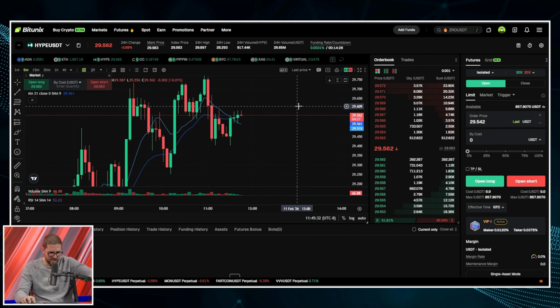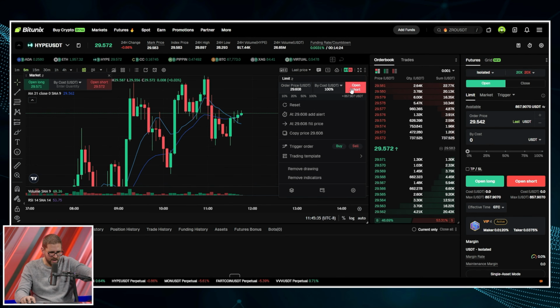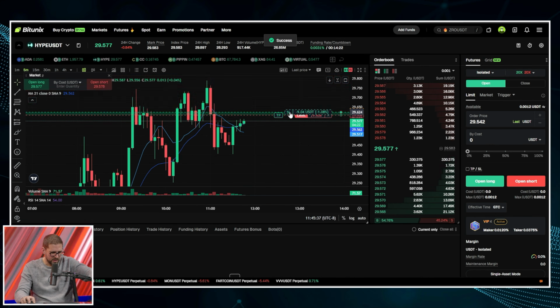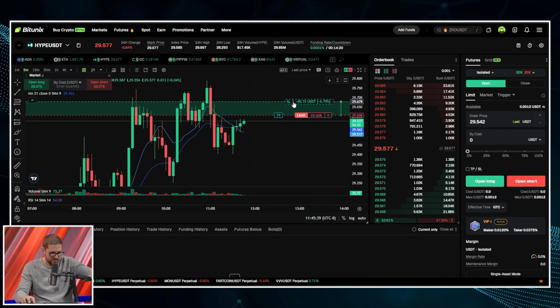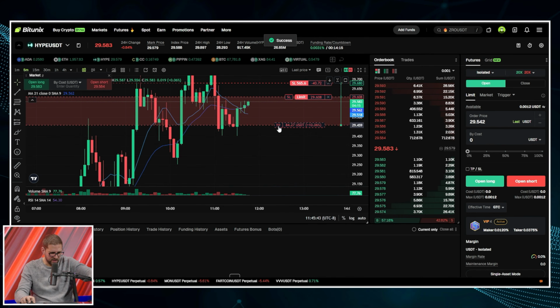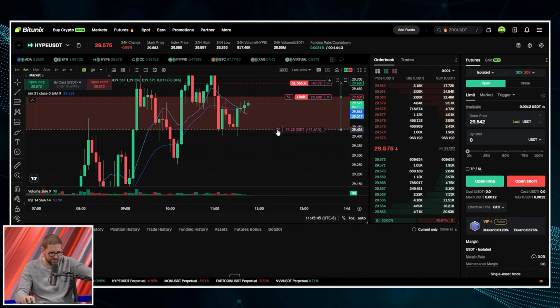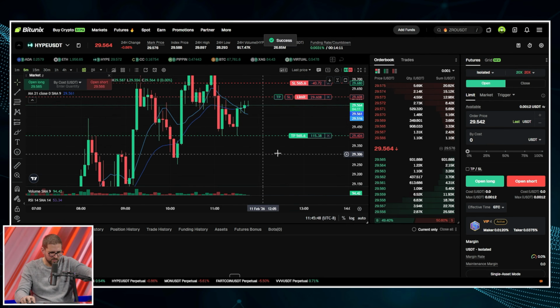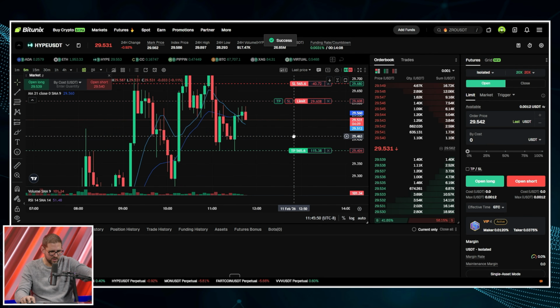Let's go ahead and swap this, guys. We're going to actually go short here on HYPE. Let's set a very tight stop loss, 29,680. And let's bring our TP down to the close here, or to the wick low. Almost a 2-to-1.